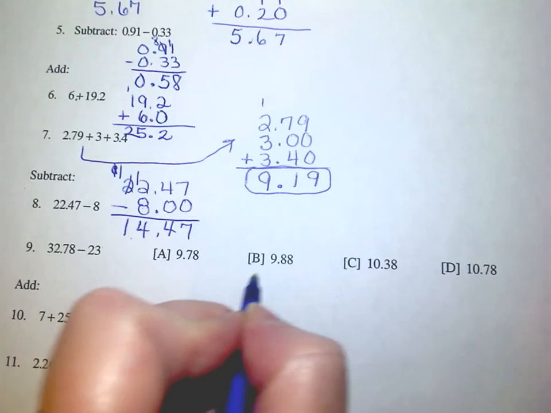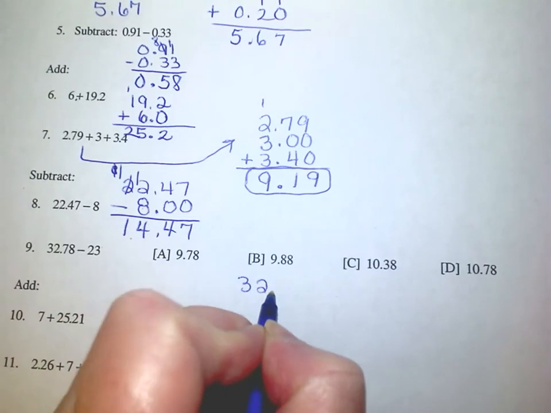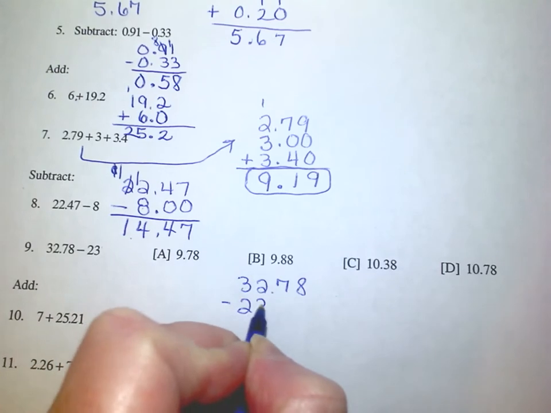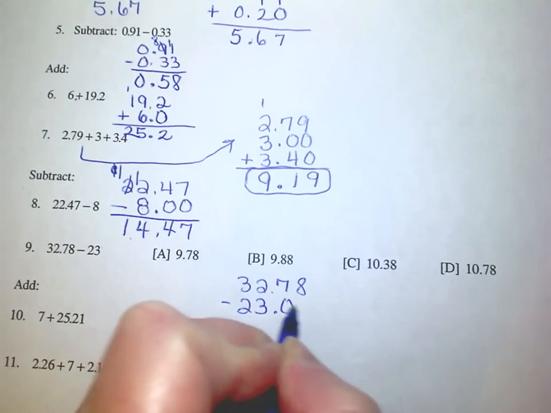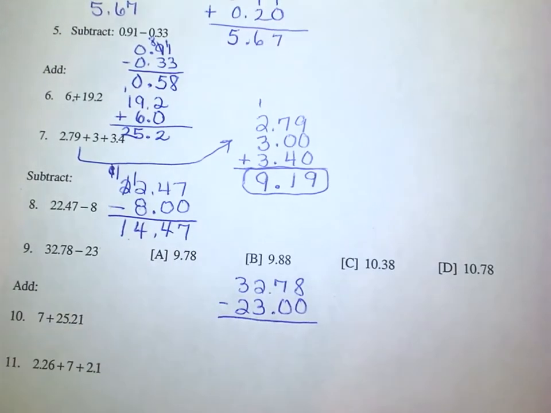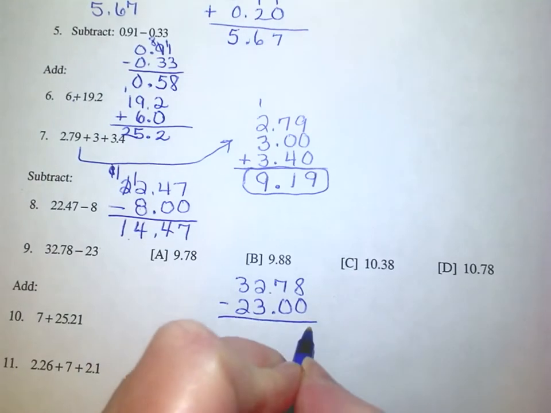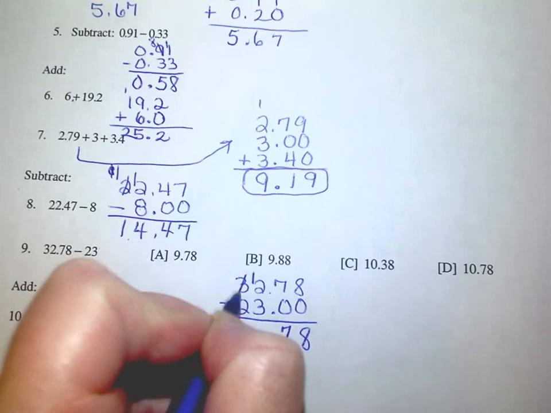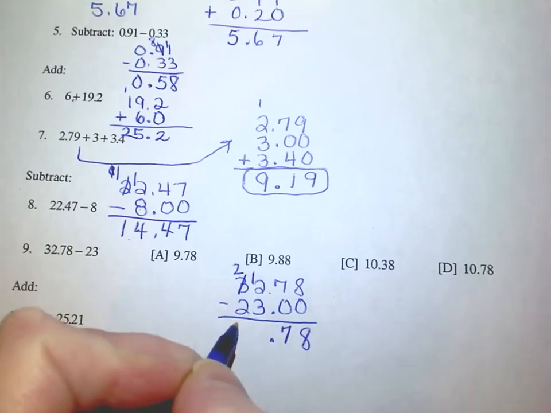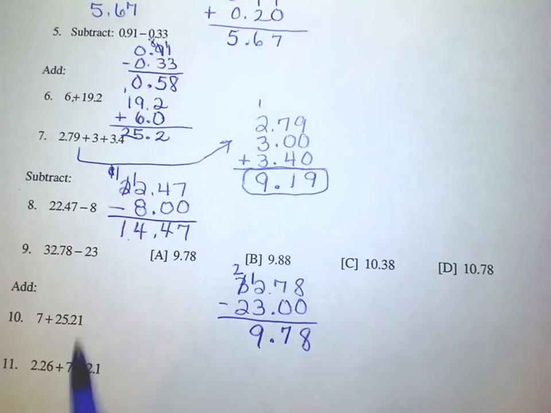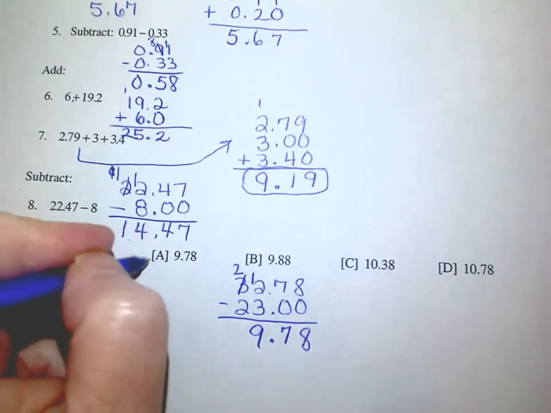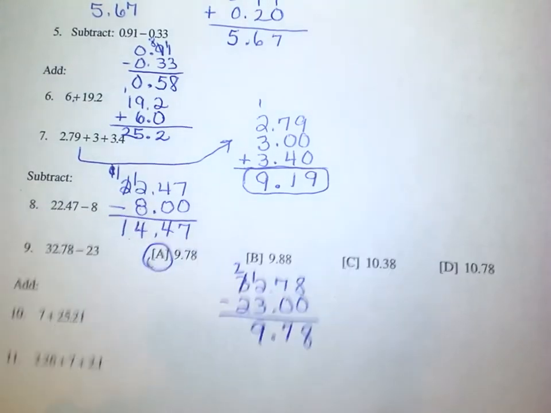Question number 9. 32 and 78 hundredths minus 23. Let's add a decimal and zeros as placeholders, and then subtract. 12 minus 3 is 9. So we're going to see A matches my answer, so A is the correct answer.